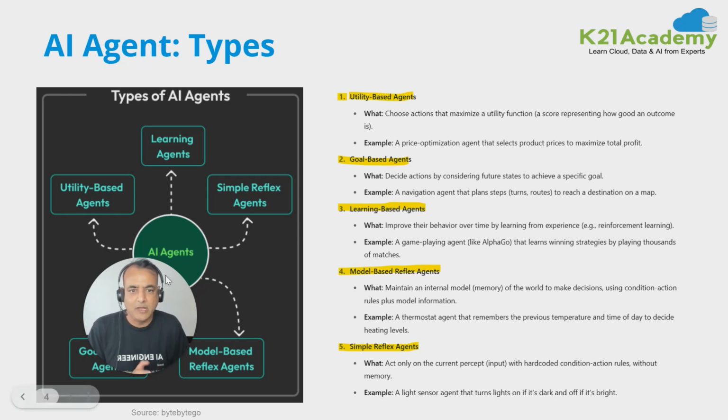Another might be goal based. So this is on to achieve a goal. You might have used autonomous cars or something, where you're reaching a particular destination, in this case on a map.